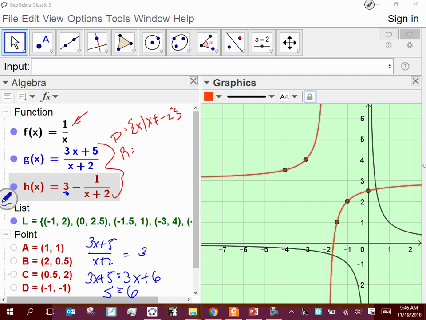You get 5 is equal to 6. What kind of statement is that? False. Okay. So do I cross that asymptote? No. Okay. But I do have an asymptote at 3. So my y values are y such that y cannot be 3.